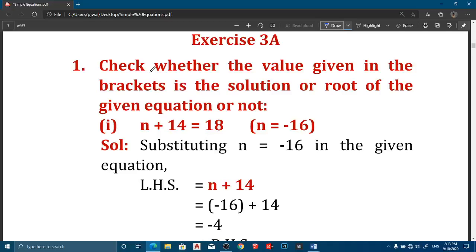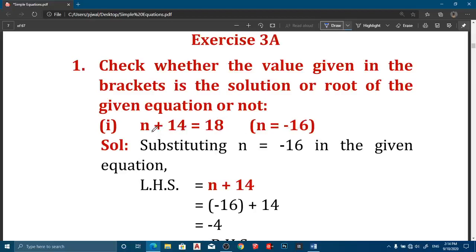So, now we are going to solve the problems from exercise 3a from your textbook. This is the first problem. Check whether the value given in the brackets is the solution or the root of the given equation or not. The variable value is given in the brackets. Whether n is equal to minus 16 is the solution of this given equation or not. You have to check. So how to check this?